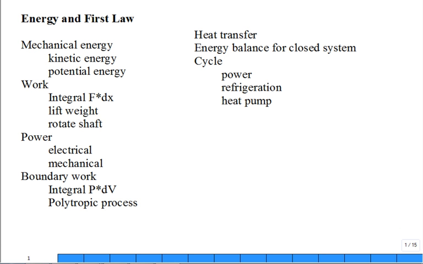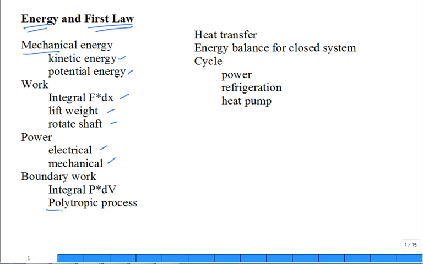So we're working through the chapter that describes energy and introduces us to the first law of thermodynamics. And we've covered a lot of ground already: a review of mechanical energy, kinetic and potential energy, work, lifting a weight, rotating a shaft, electrical power, mechanical power, and then the integral of PdV, boundary work. So I have a gas, typically a gas, trapped in a piston-cylinder apparatus. There's some boundary work associated with it.